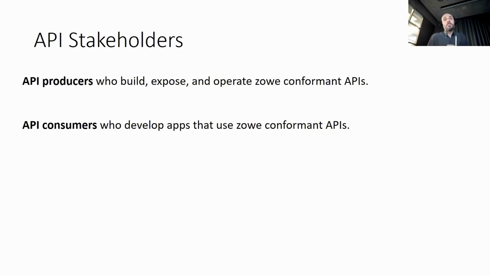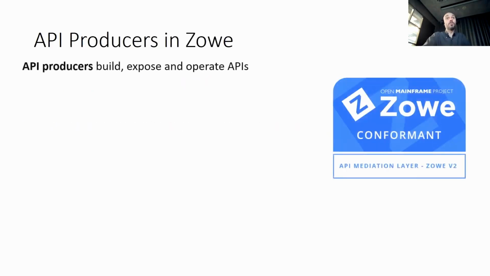So let's have a look at two key stakeholders, fairly high level. I mentioned these in my introduction earlier on. We can look at these from a Zowe perspective. On the one hand, we have API producers, and on the other hand, we have API consumers. Starting with API producers, again in a Zowe context, these are folks that build, expose, and operate APIs.